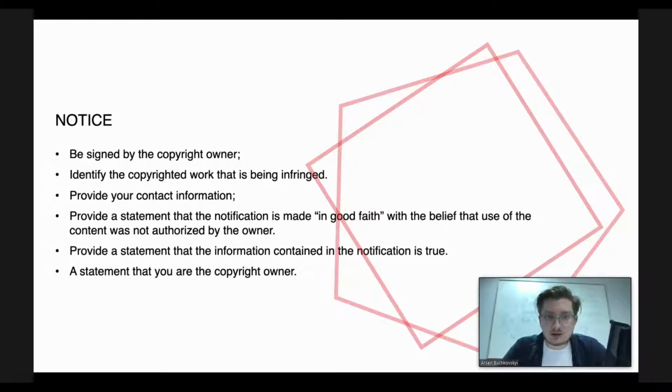Identify the copyrighted work that was violated. Provide your contact information. Provide a statement that you are acting in good faith. It is important, it's just a legal requirement for this kind of notice. Provide a statement that the information is true and accurate, and say that you are a copyright owner, as I said before.